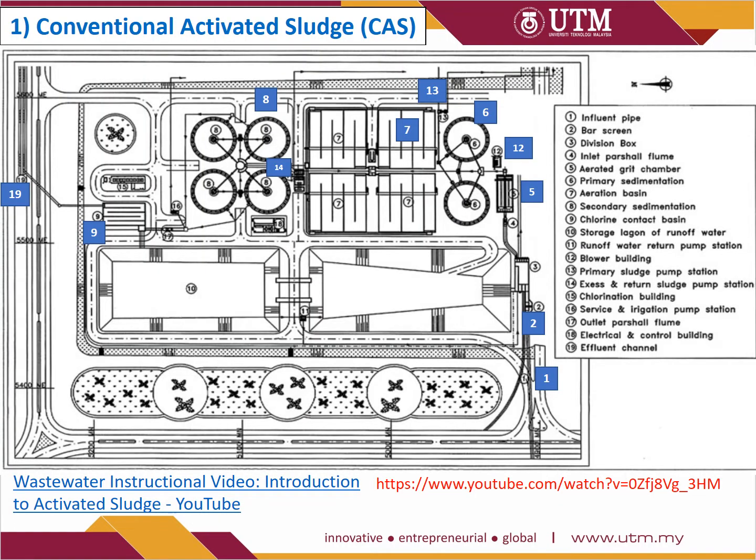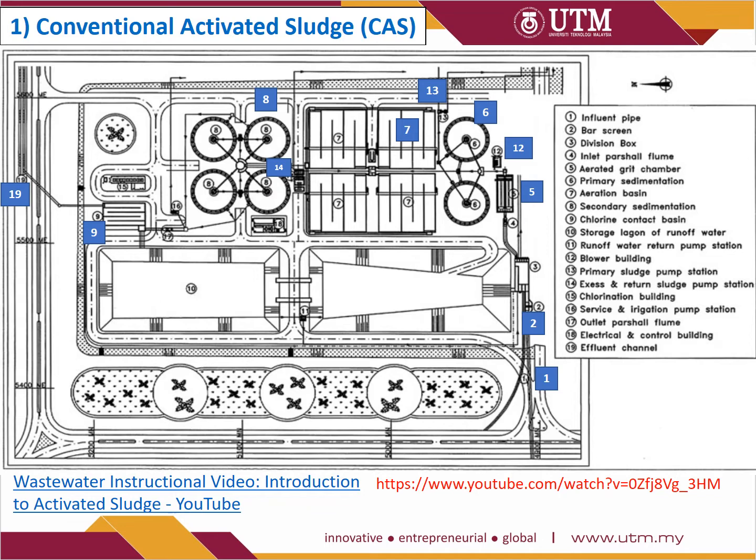So this will give you some idea of the plant layout of a conventional activated sludge wastewater treatment plant. The influent, you can see all the notation here. The influent wastewater comes inside the plant, going through the screen and then the grit. Number 12 is the blower building. The blower means the compressor to supply air to support the aeration tank in number 7.